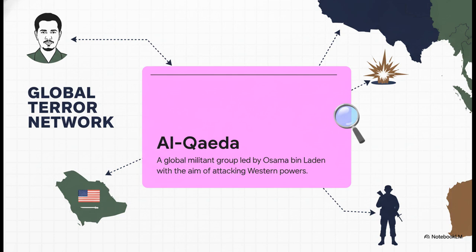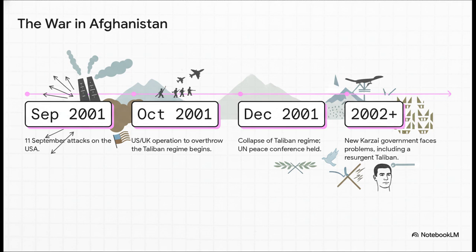Led by Osama bin Laden, al-Qaeda wasn't a country. It was a global terrorist network. Its main goal was to attack Western powers, especially the United States, who they accused of meddling in the Muslim world. And they pointed specifically to things like, you guessed it, the presence of U.S. troops in Saudi Arabia. This ideology led directly to the horrific 9/11 attacks in 2001, which just changed everything.